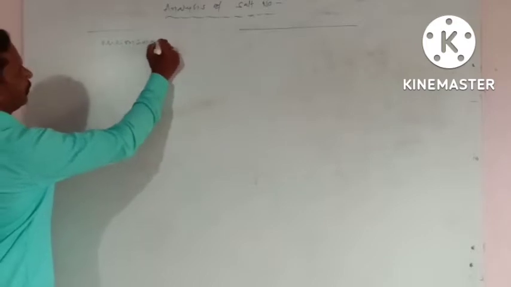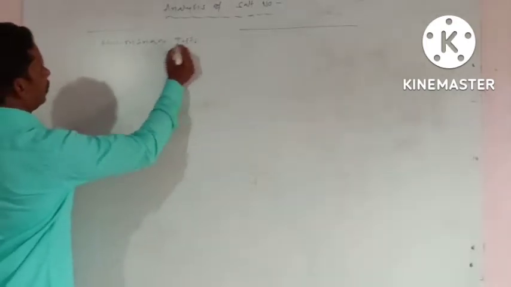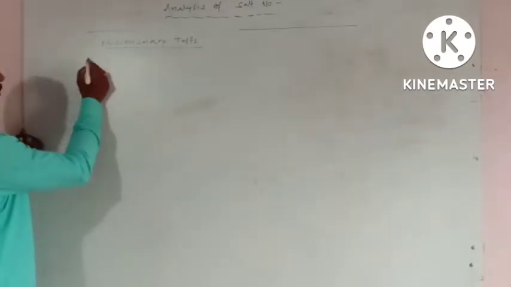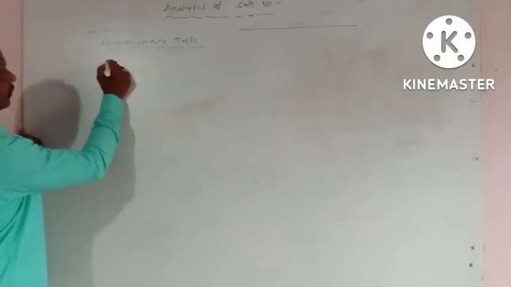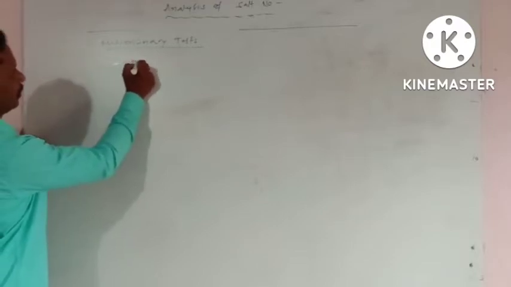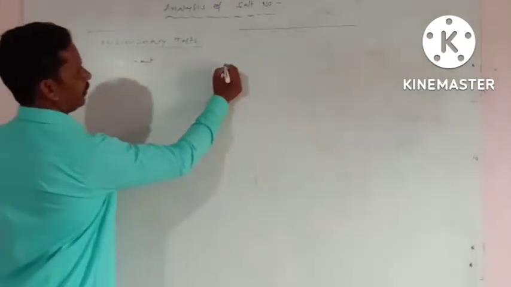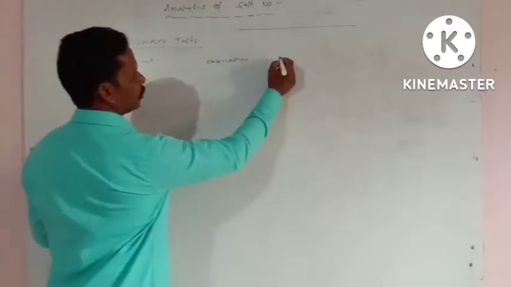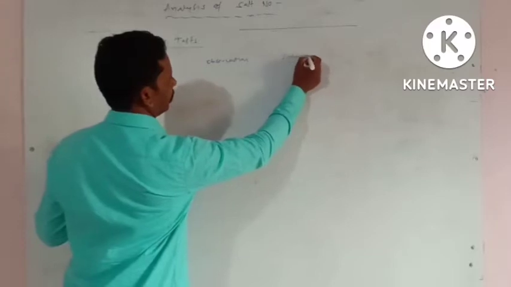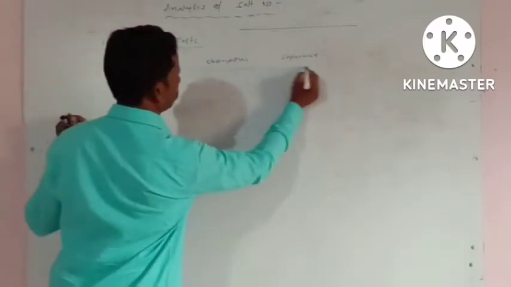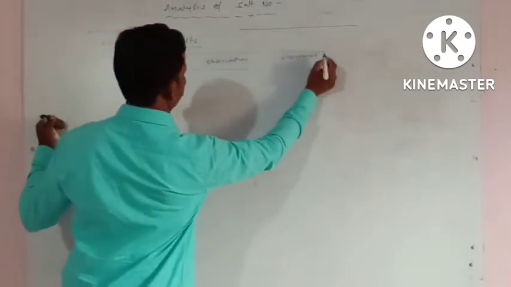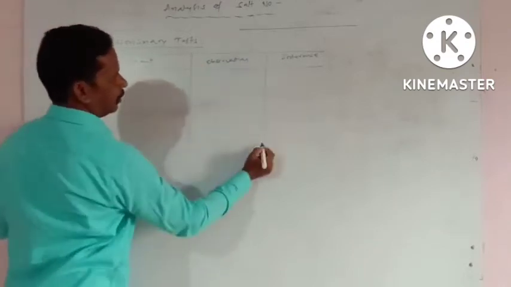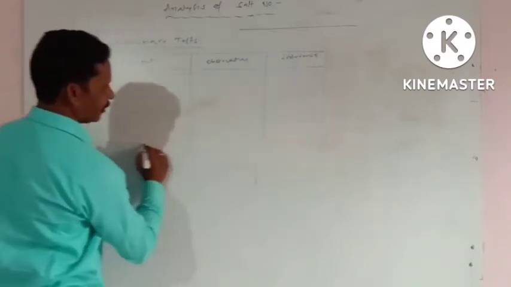Preliminary tests. What do we have in the preliminary test? You will write first: experiment, and also observation, and also inference. So you make a table like this: experiment, observation, and inference. You will make a table like this.